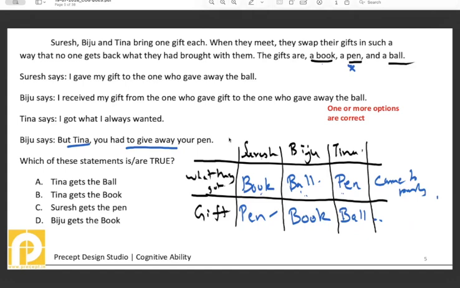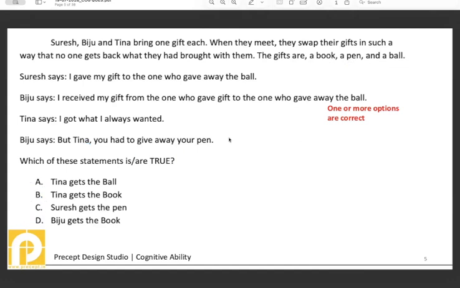Next, let's look at the statements. Tina gets the ball, which is true. Tina gets the book, false. Suresh gets the pen, true. And Biju gets the book is also true. So correct answers are A, C, and D. All three are correct here. Okay, we'll move to the next one.